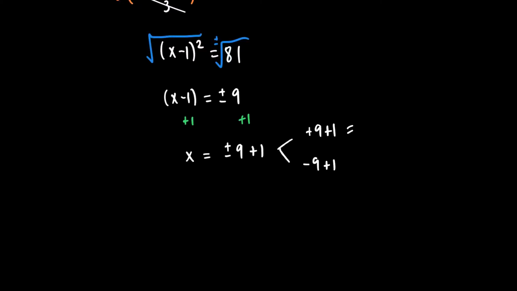All right, so our two solutions then are positive 9 plus 1 and negative 9 plus 1. So positive 9 plus 1 is 10. Negative 9 plus 1 is negative 8. So our two solutions then are x is equal to negative 8 and positive 10. Ooh, that was a terrible bracket. Let's try that again. There we go, much better.